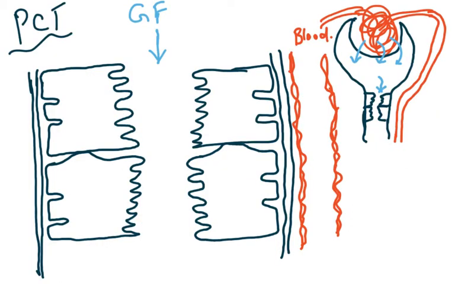Now if you look at this diagram, this page is going to explain what is going to happen in the PCT. PCT is the proximal convoluted tubule. As you can see here, this is the Bowman's capsule, and the glomerular filtrate is coming out, and this glomerular filtrate is going to flow into the PCT. Now the PCT has cells lining it.